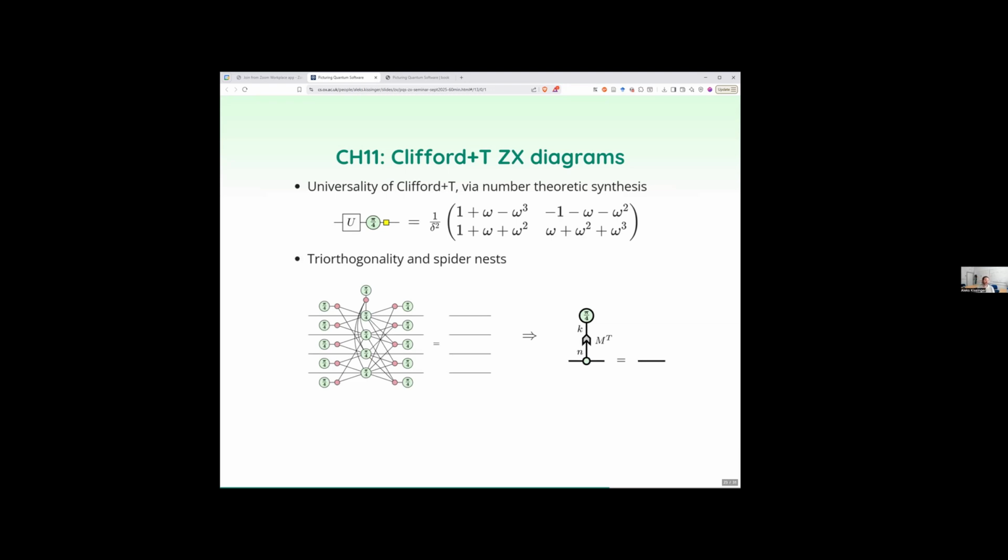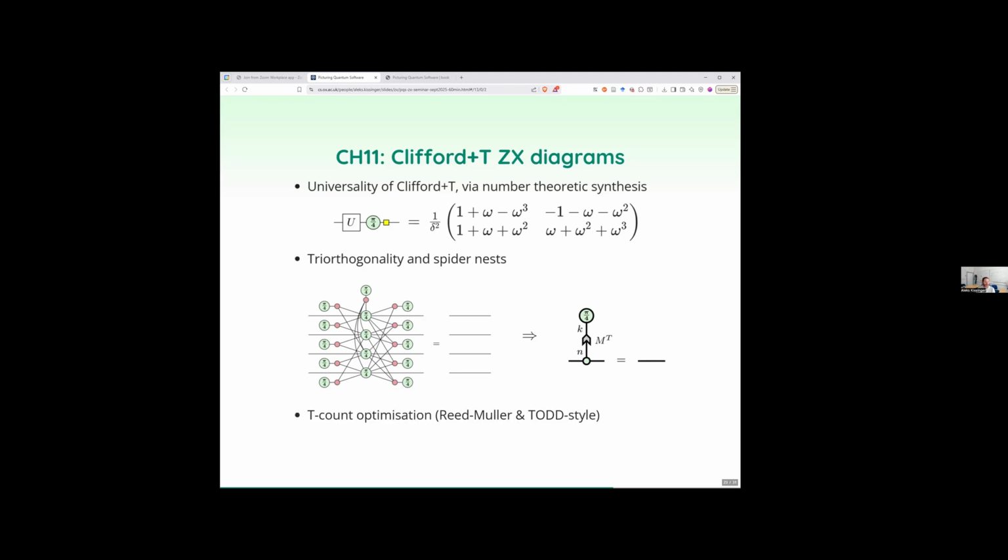We also talk about spider nest identities. These are very complicated constellations of phase gadgets which actually equal the identity, and are very closely related to triorthogonality. In fact, all of these spider nest identities are of the form of something that looks like this in the scalable notation, where I've got a triorthogonal matrix here. Or if this is some smaller phase angle, it might be some L-orthogonal matrix, but this is a very standard, very regular pattern.